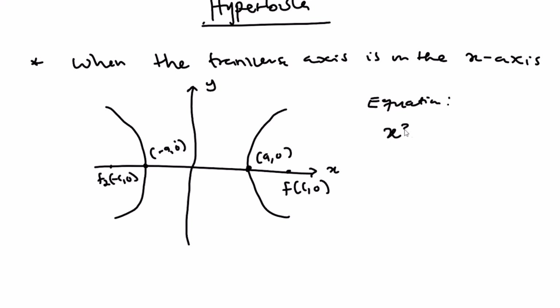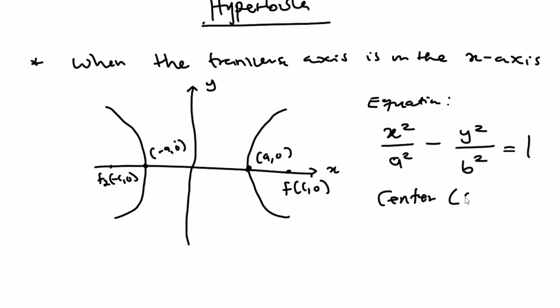Okay, so when it's in this form, its equation is given by x squared on a squared minus y squared on b squared being equal to 1. Alright, so when it's in this form, this is how the equation will be, and the center is at the origin. So you have the center being 0,0. Then you have the vertex. You see, in this case, the vertex lies here. We're going to get plus or minus A,0.